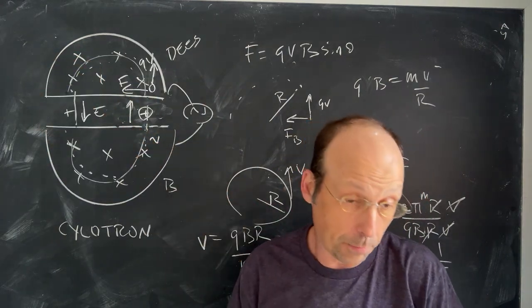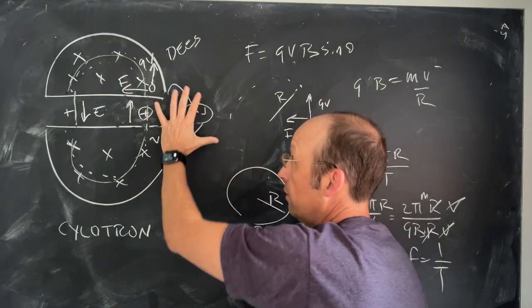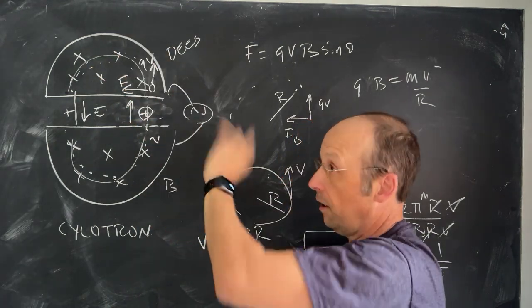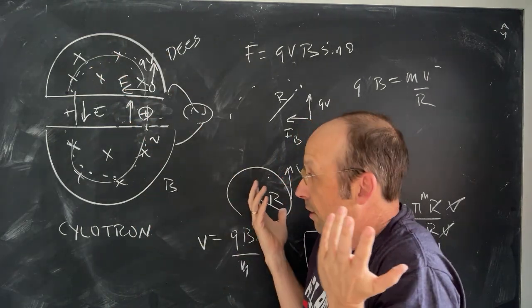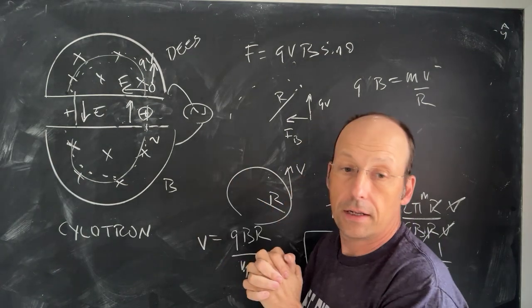And you can get these things up to pretty high speed. And the awesome thing is that it's pretty easy to build. You need a magnetic field and a variable power supply. Alternating power supply, that's it. Cyclotron. Particle accelerator in a box. Or not in a box, in a D. The end.